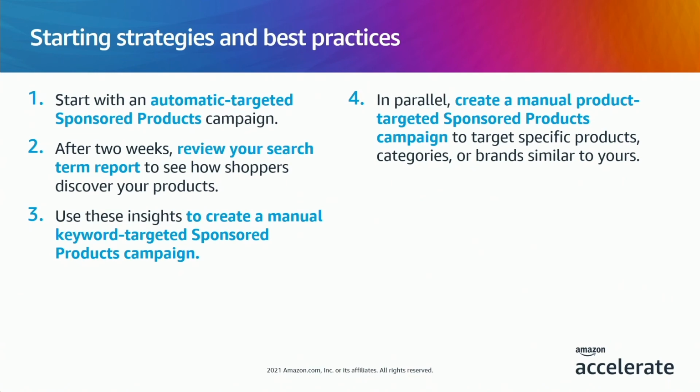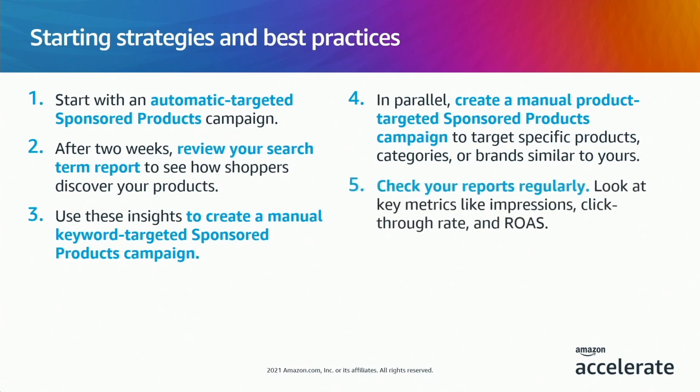When creating a product targeted campaign, you can either choose from the suggested categories or search for categories to target. The categories will show in your language of preference. To target individual products, you can either select the suggested products that appear or enter the ASINs of products similar to your advertised products. Remember to check your reports regularly to understand your performance and find opportunities to optimize.